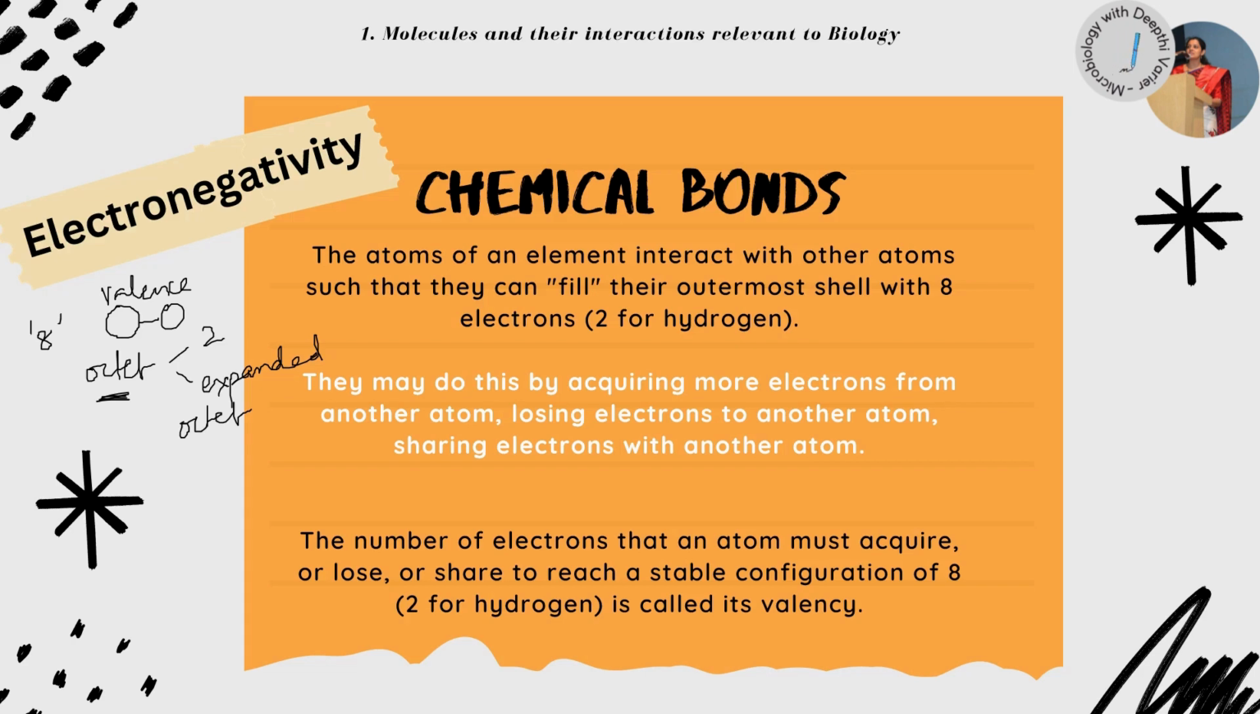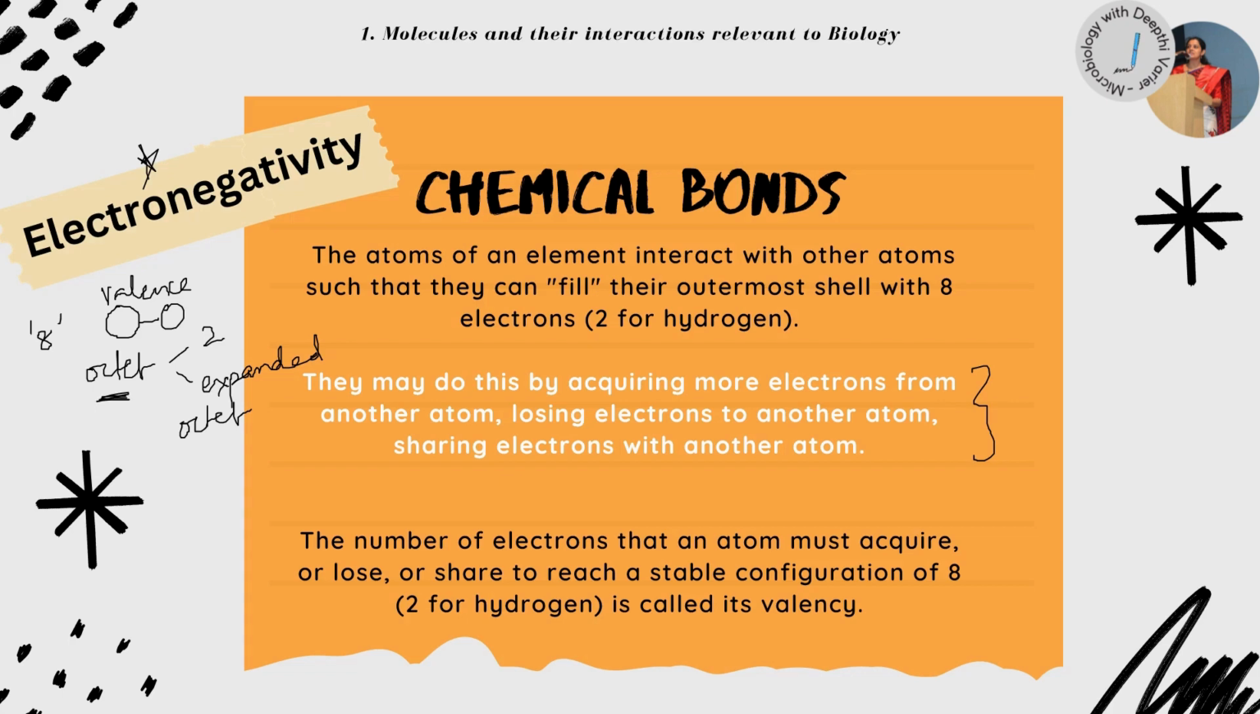Now, to achieve this 8, these elements can either lose electrons, gain electrons, or share electrons with another atom. Which of these options it is going to choose is based on the electronegativity of that atom. So based on the electronegativity, the atom decides whether it's easier for it to lose electrons, gain electrons, or share electrons. Electronegativity can be defined as the tendency of an atom to attract electrons in a molecule. So when it is bound to another atom, if it is able to pull the electrons towards itself, then it is termed a highly electronegative element.